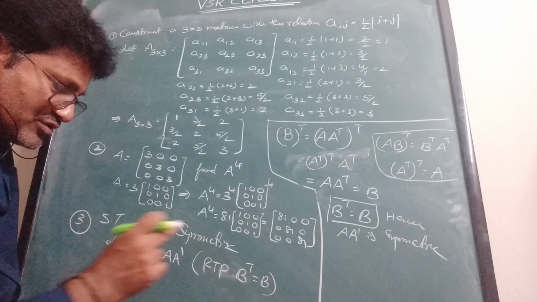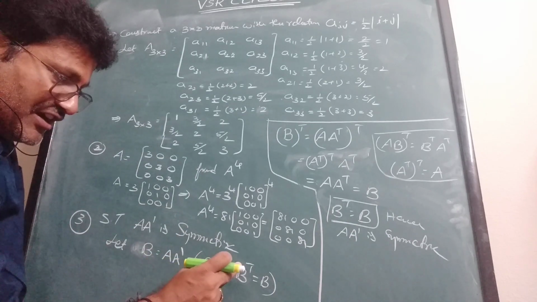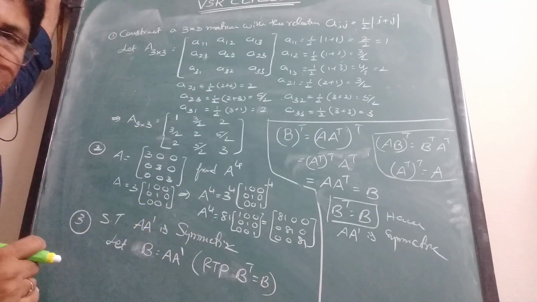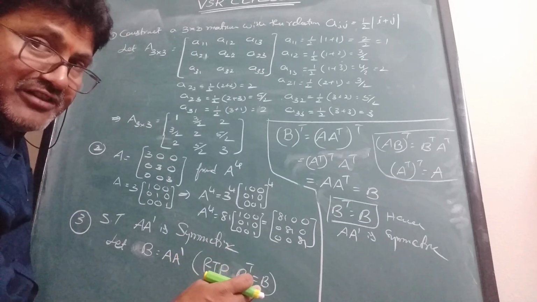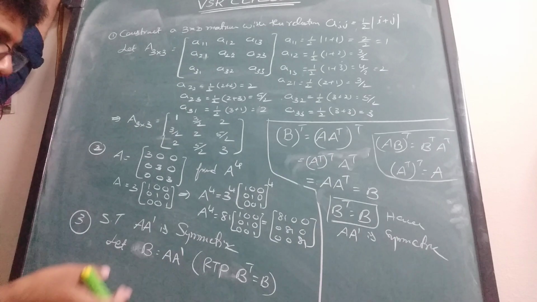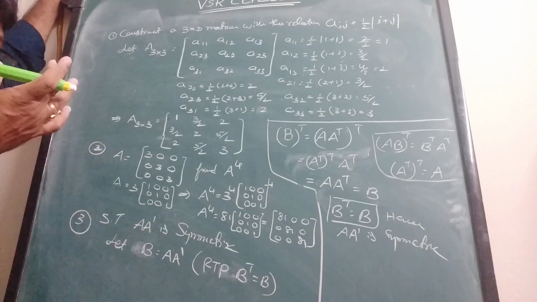Now since I took this as B, it is enough for me to prove RTP: B transpose equal to B. I can prove that. What is RTP? B transpose equal to B. We have to prove like this. Then only we can say that this total B is a symmetric matrix.